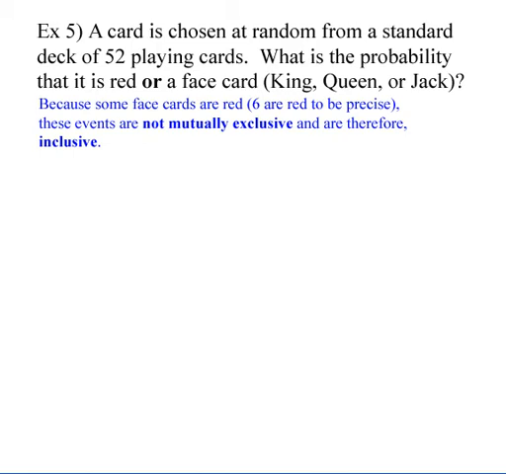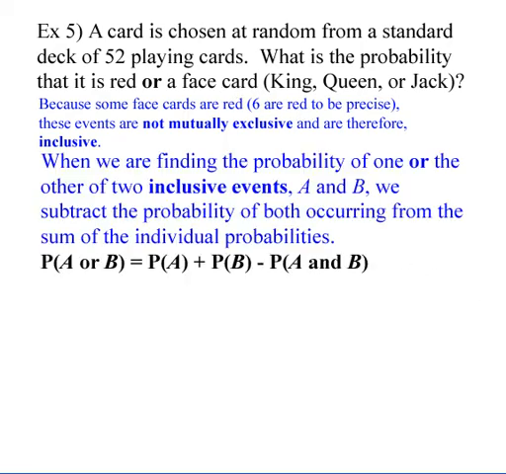And this is actually not mutually exclusive like we did in the first episode. This one is inclusive because there are some face cards that are red. In fact, there are 6 to be precise. We know that the suits of hearts and diamonds are both red. So there would be the king, queen, and jack of hearts, and the king, queen, and jack of diamonds. Those would be the 6 red face cards. So we're going to use the full addition rule here.